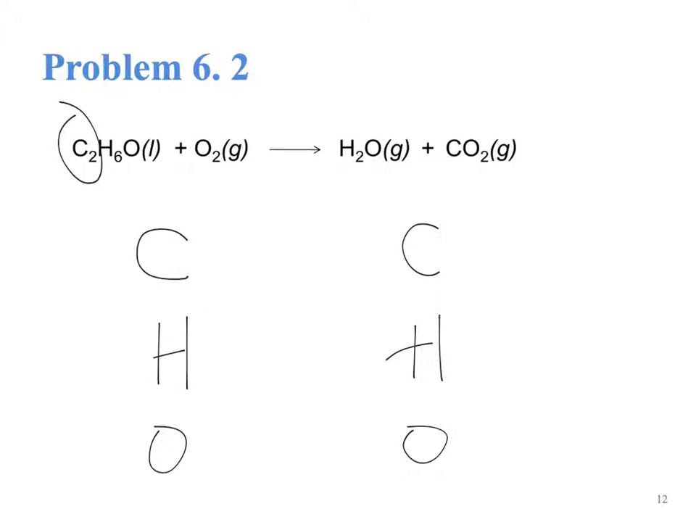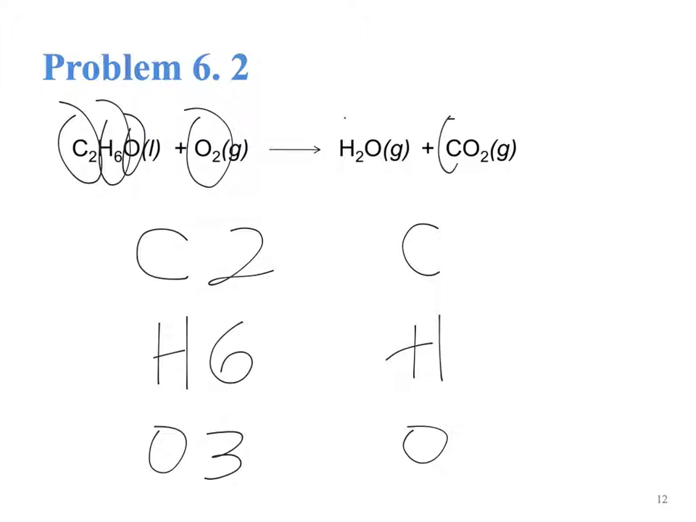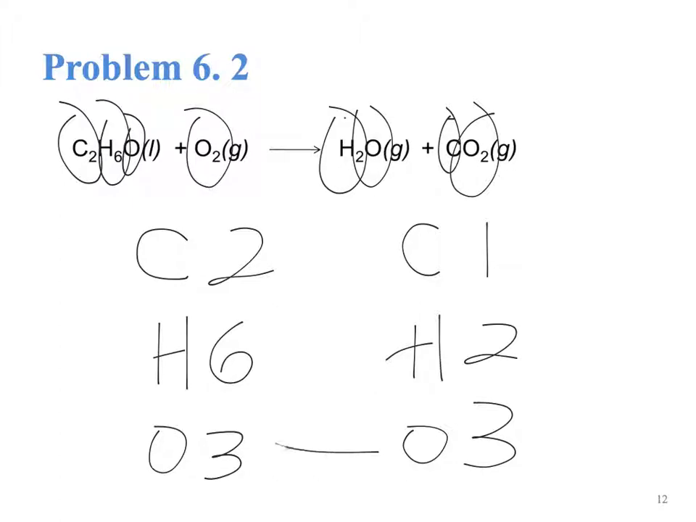Here we have 2 hydrogen, we have 6 hydrogen, and oxygen we have 1 plus 2, 3. Here we have 1 carbon, 2 hydrogens, and 3 oxygens. So if we see, only the oxygens are balanced. So we need to start balancing the equation.